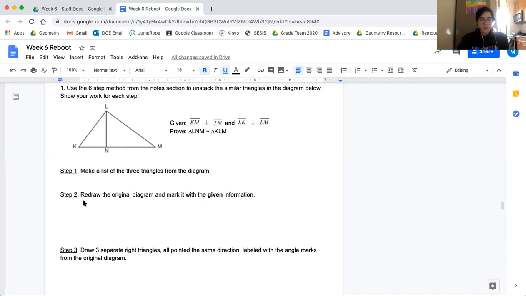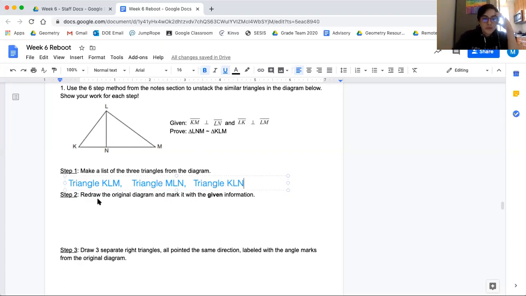All right, so step 1 in this process is make a list of the 3 triangles in the diagram. So we have triangle, let's list the big one first, KLM. Okay, we've got triangle, let's do the medium one next. We've got MLN. Whoops, MLN. And now the small one over on the left, we've got triangle KLN. Okay, that works.